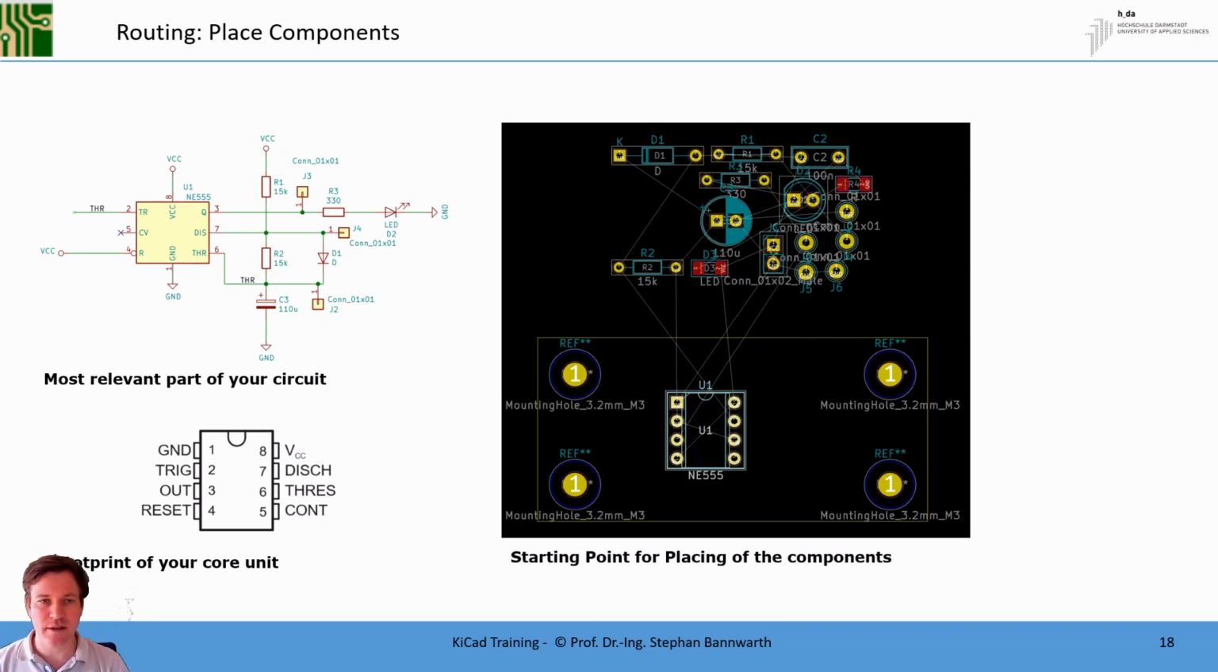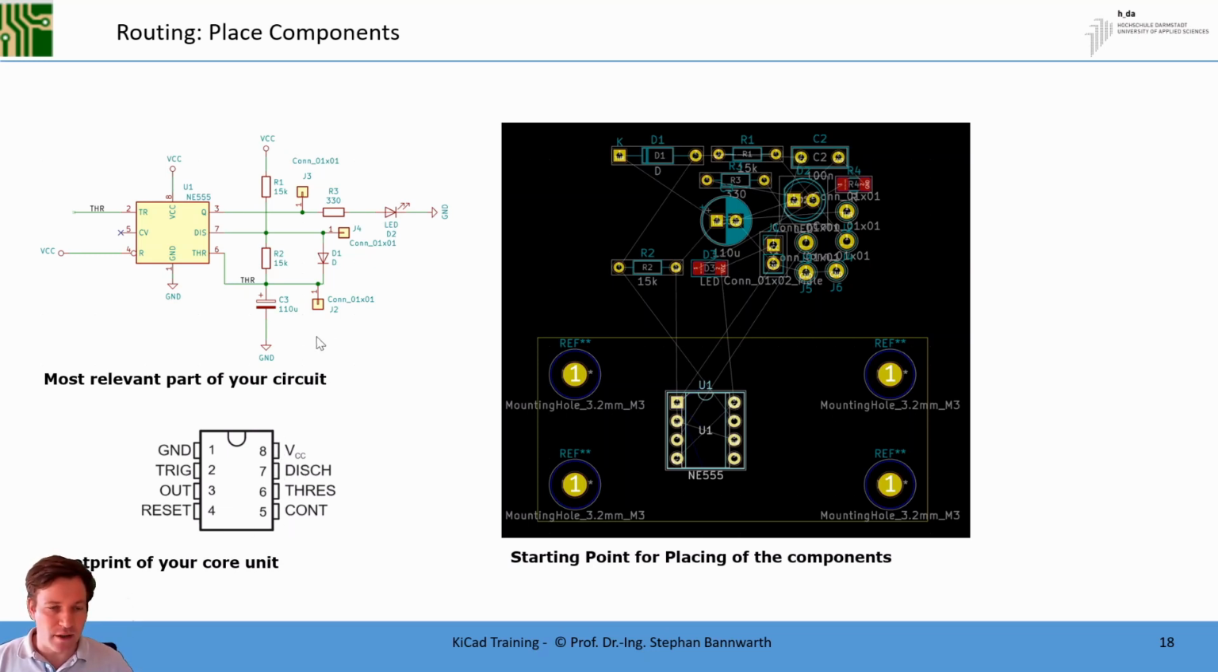To start the placement, it's a good idea to print out the main part of your circuit. So in our case, it's the NE555 timer with the timing circuit and the output circuit. And also to print out the footprint of your IC and put both in front of you. Why is this a good idea? Because if you look at the schematic symbol of your NE555 timer, you see that the pin order 2, 5, 4, 1, 6, 7, 3 doesn't correspond to the order of your pin numbers at the package: 1, 2, 3, 4, 5, 6, 7, 8.